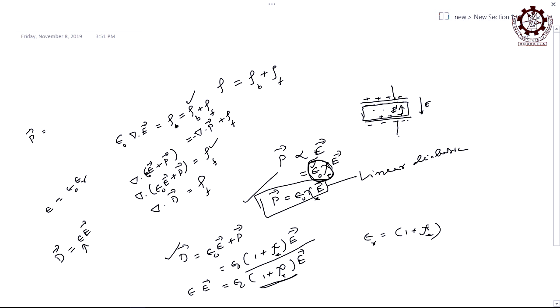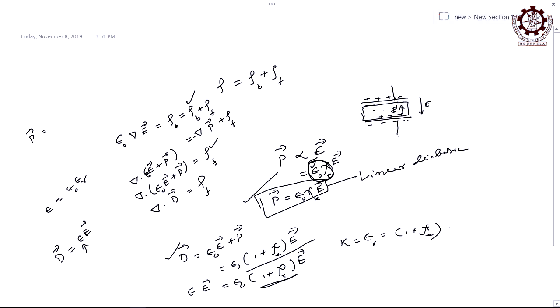So, if you know the susceptibility, you can tell the dielectric constant or relative permittivity, or if you know the relative permittivity, you can also find the susceptibility. They are related by this relation, and this epsilon r is nothing but your K, the dielectric constant of the medium, same thing. So, any dielectric material has a dielectric constant, and you can write it in terms of the susceptibility of that dielectric medium by this relation. 1 plus susceptibility is the relative permittivity, right.